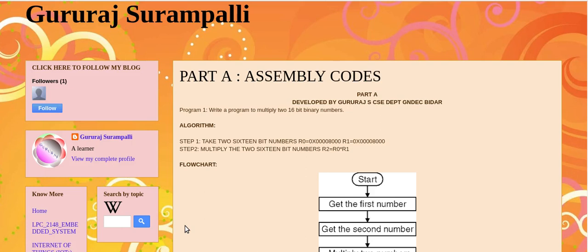Hello everyone. So today I am explaining all the codes which are part of our syllabus. Our syllabus is divided into two parts, part A and part B. In part A we are writing most of the codes using assembly language, and in part B we are working with embedded C. So let us start. We will discuss part A codes here.